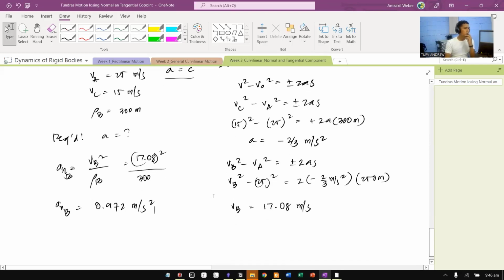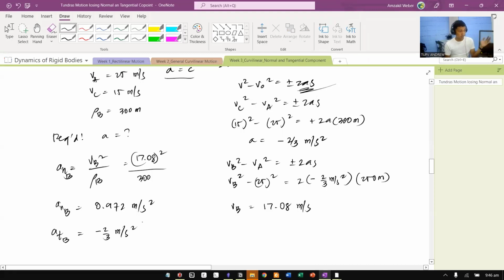So, now that we have normal acceleration at point B, ano pa ang missing? Tangential acceleration at point B, which is constant. Actually, hindi lang yung point B, constant, uniformly accelerated. Meaning, this is the tangential acceleration at point C, point B, and point A, at any point between point A and point C. Pero specifically, this is at point B. This is equivalent to 2/3 meter per second squared.